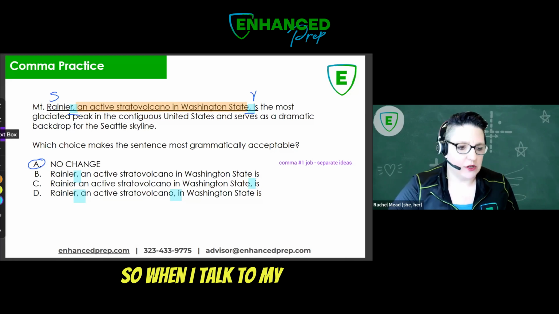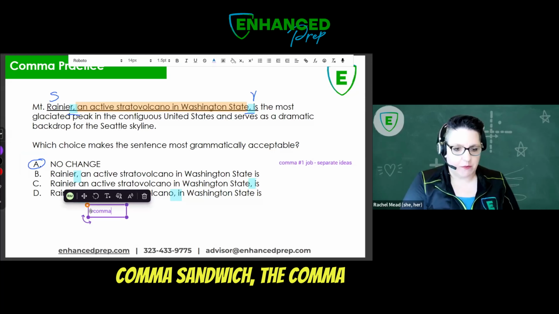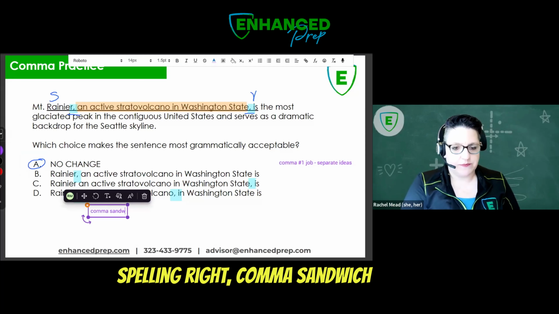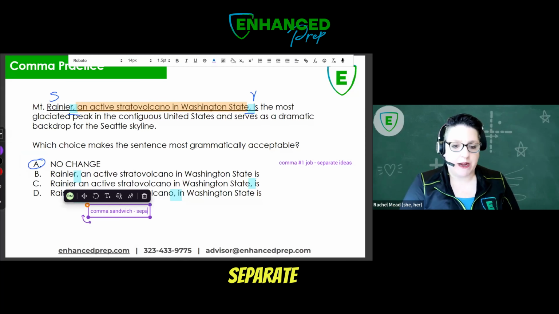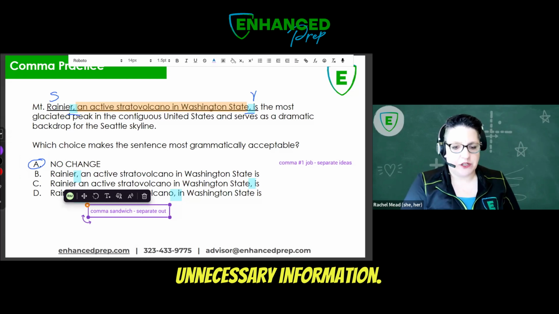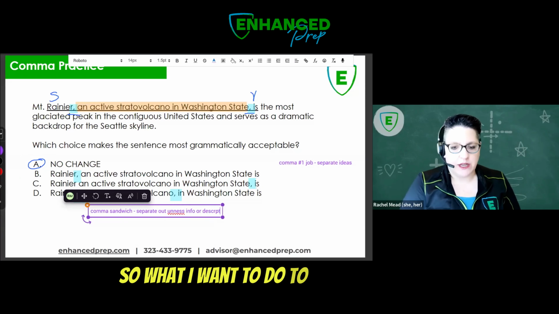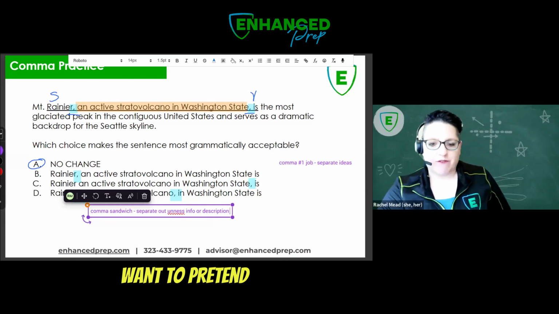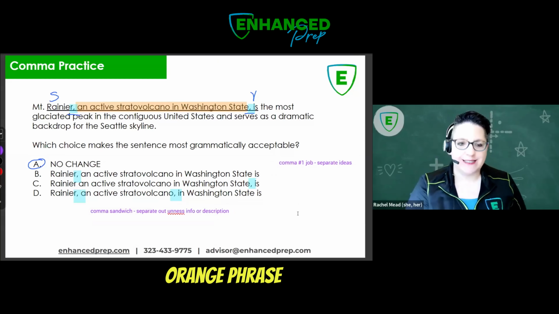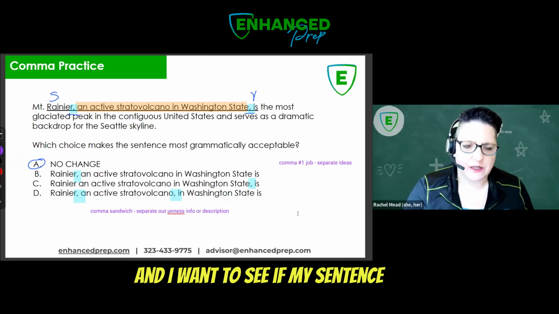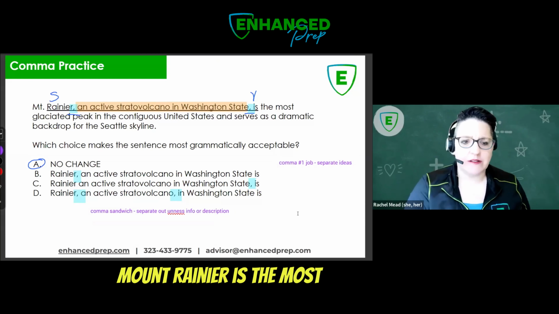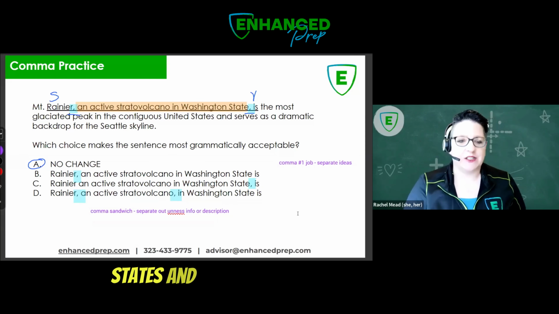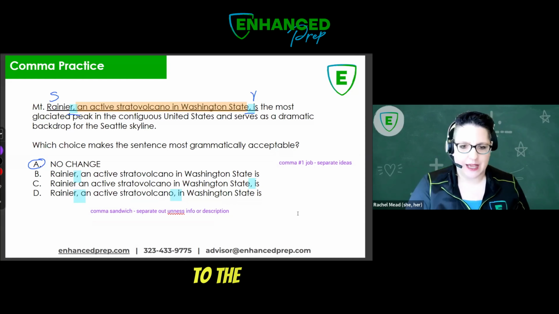So when I talk to my students about the comma sandwich, let's get that spelling right, comma sandwich is going to come through and it's going to separate out unnecessary information or description. So what I want to do to test whether or not this is being used correctly is I want to pretend for a moment that this orange phrase doesn't exist, and I want to see if my sentence still makes sense. Mount Rainier is the most glaciated peak in the contiguous United States and serves as a dramatic backdrop to the Seattle skyline.